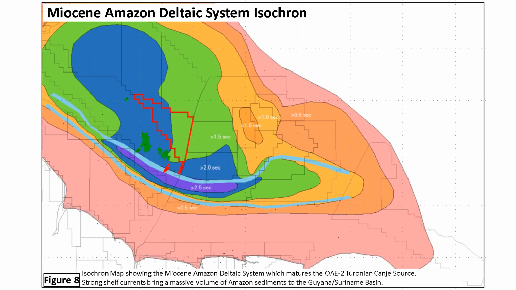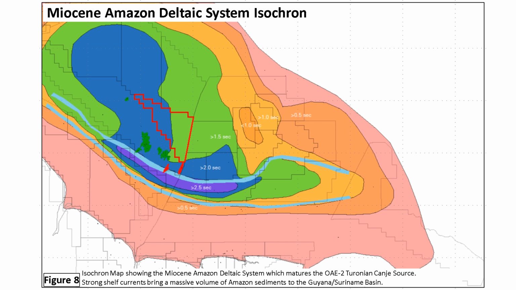This is an isochron of the upper Miocene-Pliocene. It's from a 10 million year unconformity surface within the Miocene up to the seafloor, and you can see 2.5 seconds worth of sediment in this progradational wedge area here, as well as 1.5 to 2 seconds of sediment throughout the rest of the deepwater Guyana-Suriname basin.